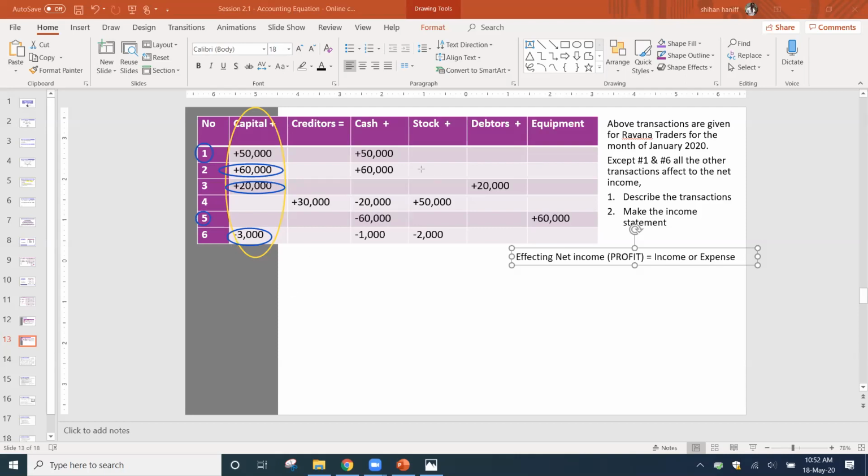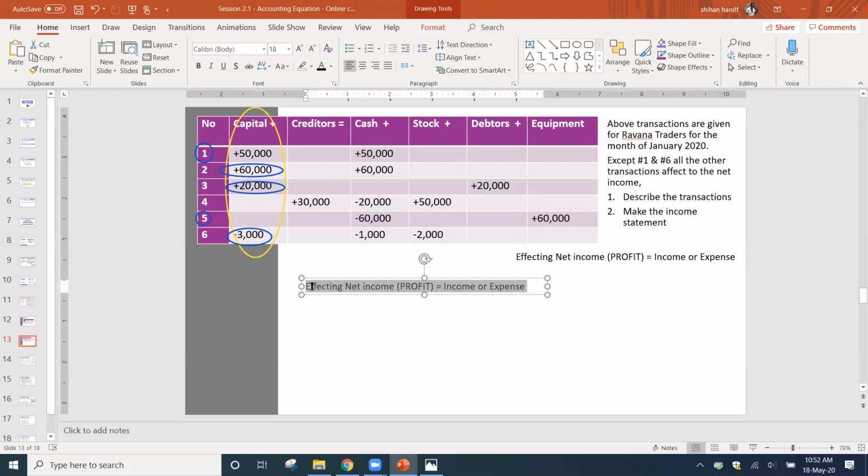Right, so let's identify the transactions. Number 1. What's the first transaction? It's very simple. Cash increase, capital increase, investment of capital or introduction of capital, 50,000. Introduction of capital 50,000. In the second transaction, capital increase, cash increase, same.